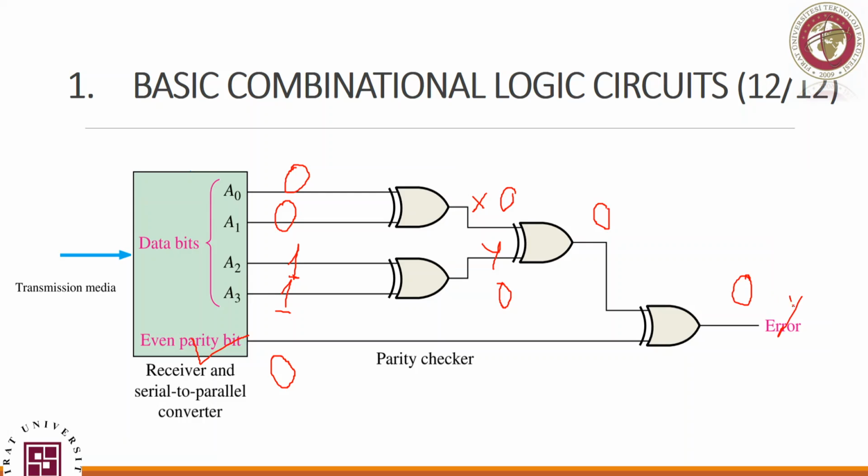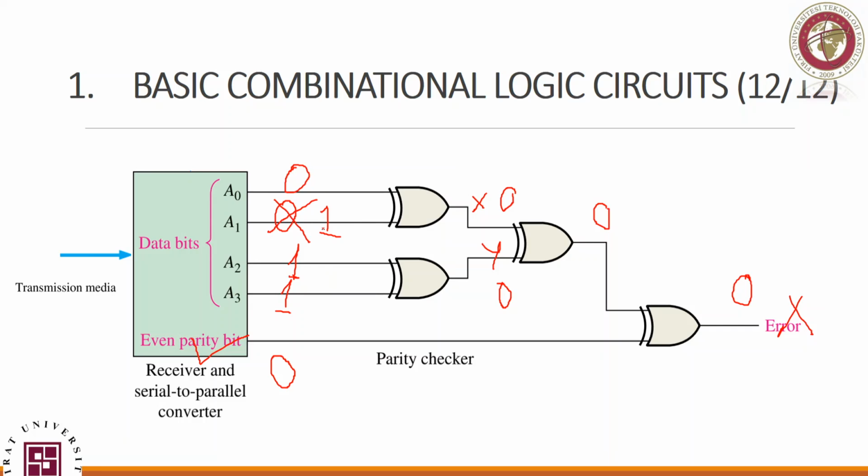No error. Let's say for some reason this bit here is changed from 0 to 1. What does it mean, error? Error means a bit is changing from 0 to 1, or a bit is changing from 1 to 0, because we don't have any other. Either 0 to 1 or 1 to 0. So this one is changed to 1. An error happened due to some error. How? We don't have to study how. It's not necessary for the time being. But for some reason, this bit is changed from 0 to 1.